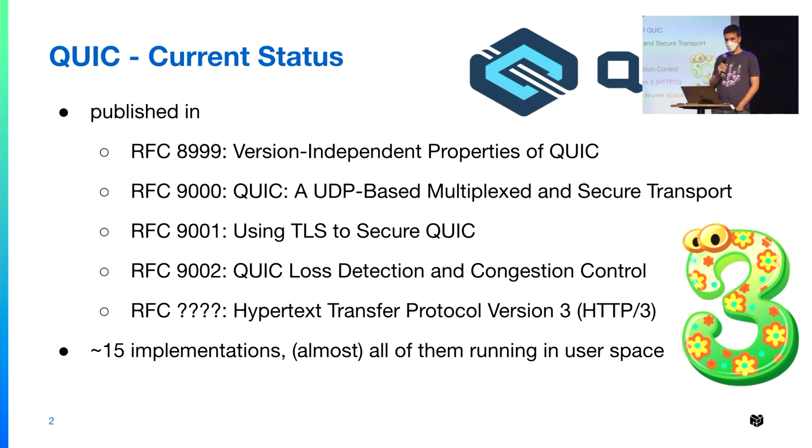At the moment, there are around 15 QUIC implementations that I'm aware of. Most of them are open source, and almost all of them are running in user space. As far as I know, there's only a single QUIC implementation that can run both in user space and in the kernel.